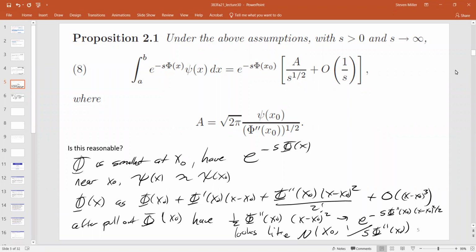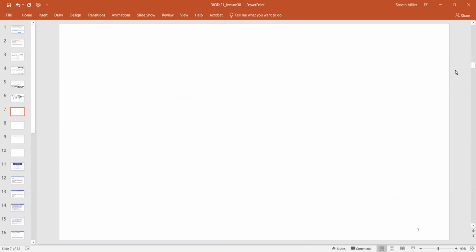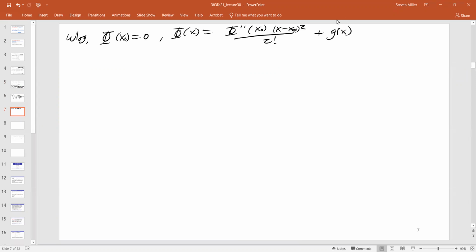Okay, so now we want to do the calculation in detail. So without loss of generality, let's assume phi of x naught equals 0. And so we can write phi of x as phi double prime of x naught, times x minus x naught squared over 2 factorial, plus, I'll call it, some term g of x.